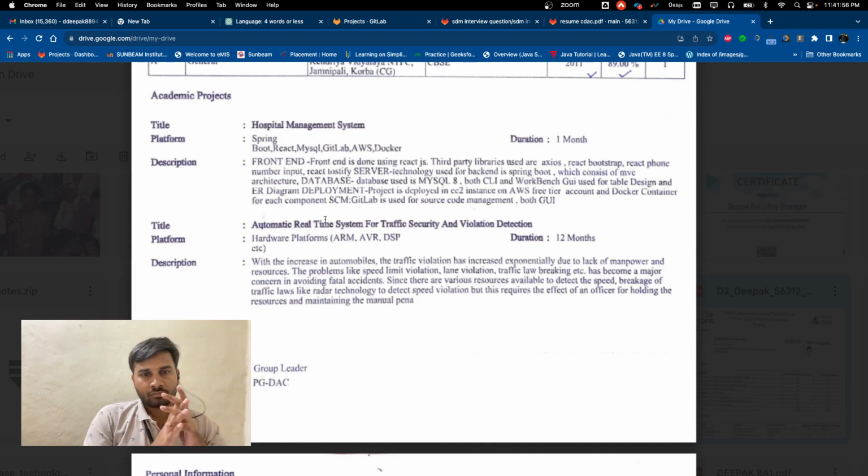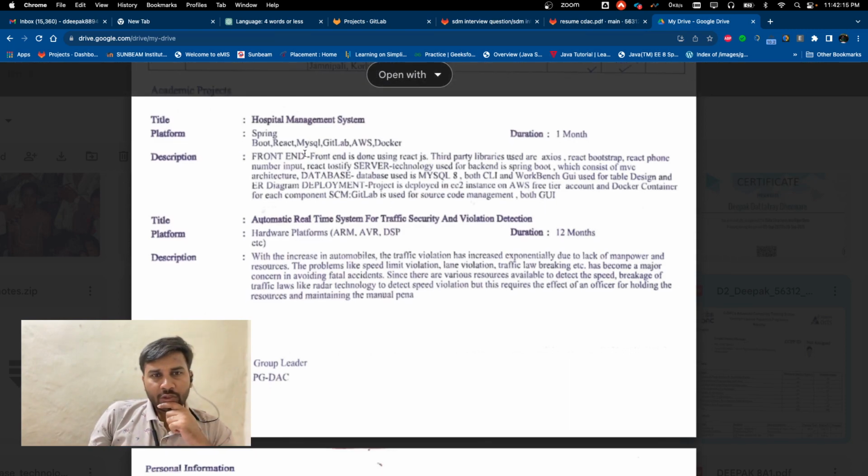And I had used Docker Compose. So Docker Compose was used to bring the containers up and running, I used to just use the Docker Compose up and Docker Compose down commands. So that was related to the CDAC part.